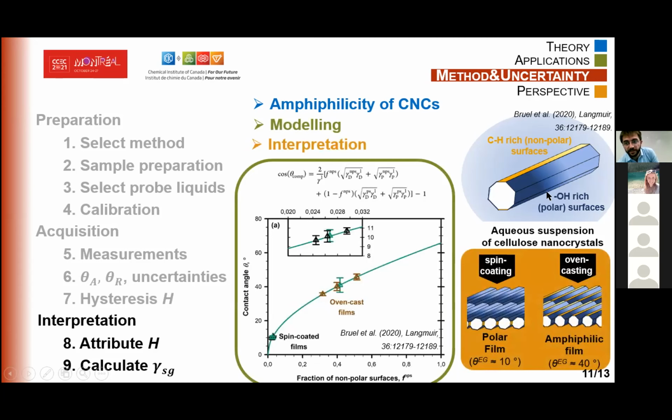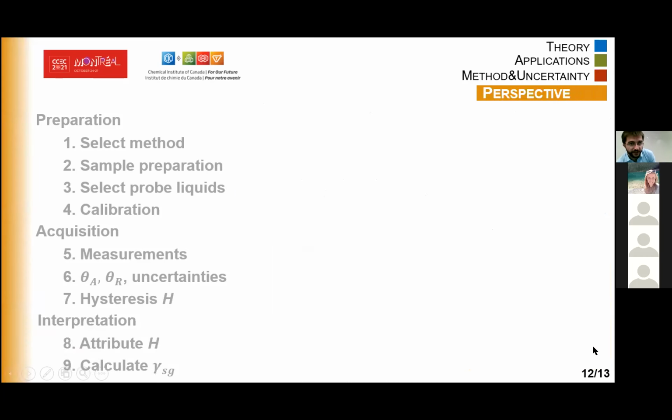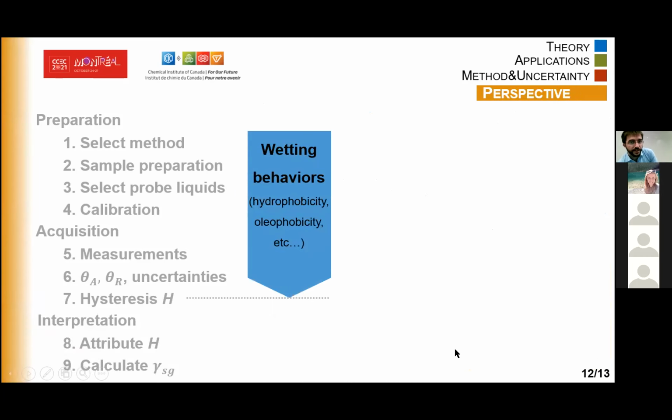So in our case, we saw that depending on the casting protocol we choose, spin coating or oven casting, we had various films with different contact angle. As a perspective, I would like to tell you that the complexity of the contact angle measurement method is directly a function of your objective.